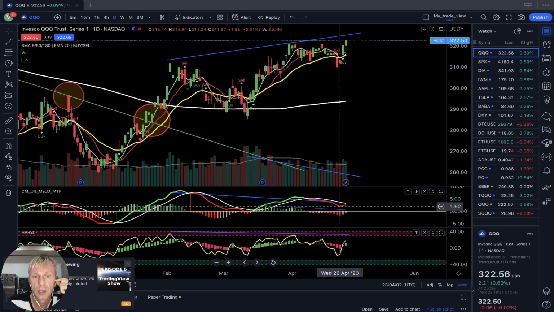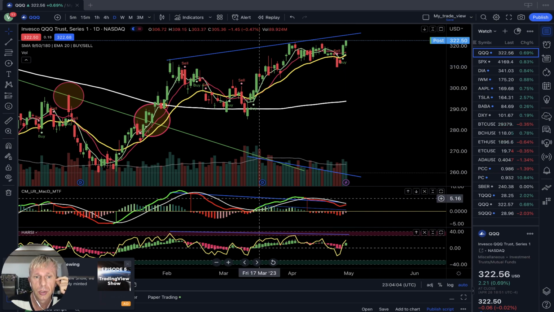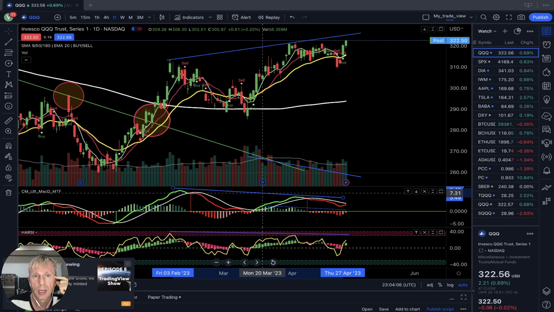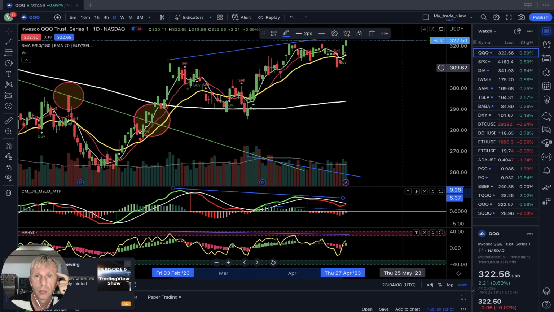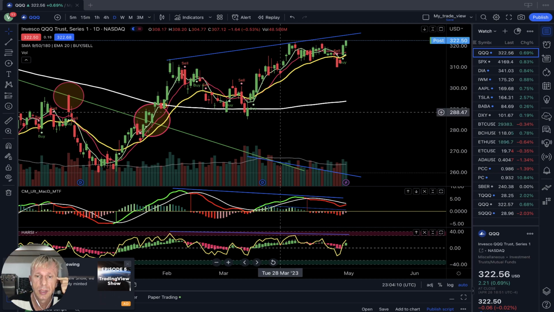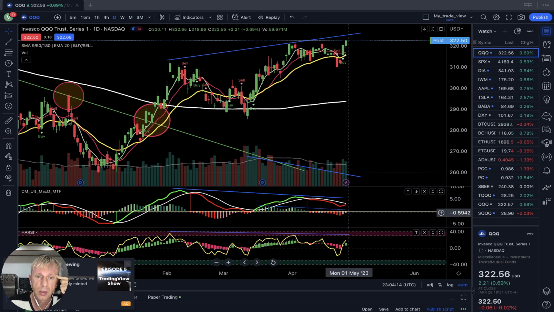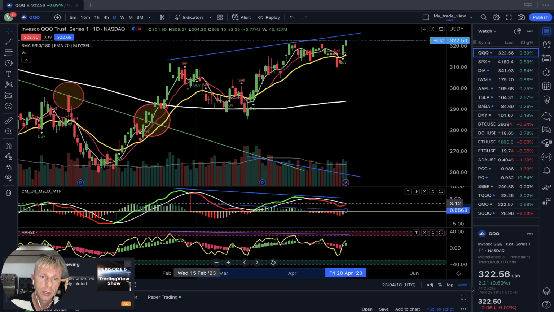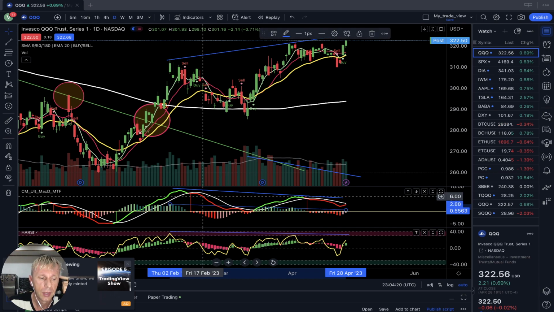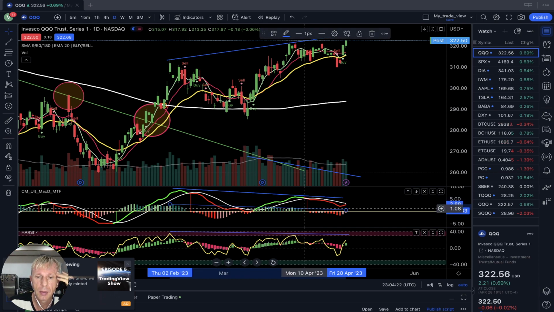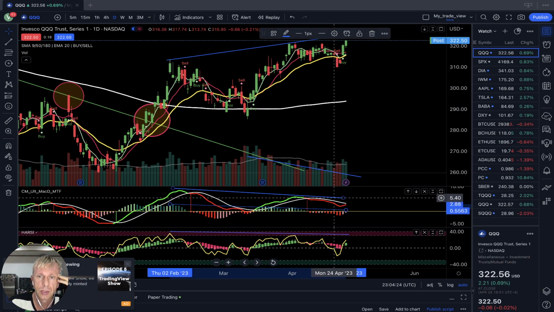MACD is still bearish, no changes. Price action is uptrend. MACD is still downtrend, bearish divergences. Nothing changed. Multiple on the histogram. You can extend this from the MACD histogram to the MACD line, bearish divergences.